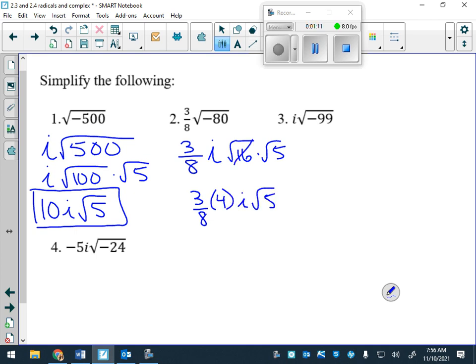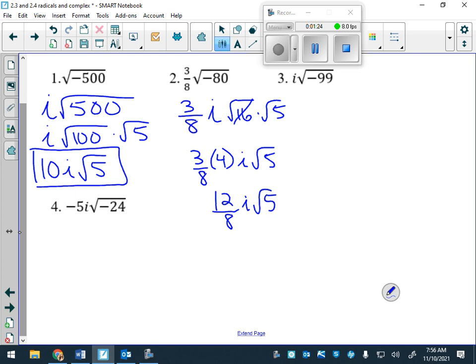All right. Now, can we reduce this? Because if we do multiply, it's 12 over 8i root 5. Okay. What can that reduce to? Liam? 4, okay. 3/2. Still like my fractions. 3/2 i root 5. Okay, you want to reduce that fraction when you can.